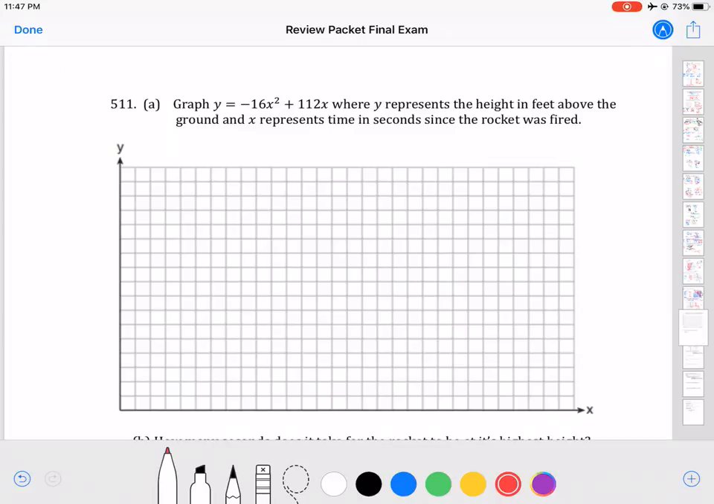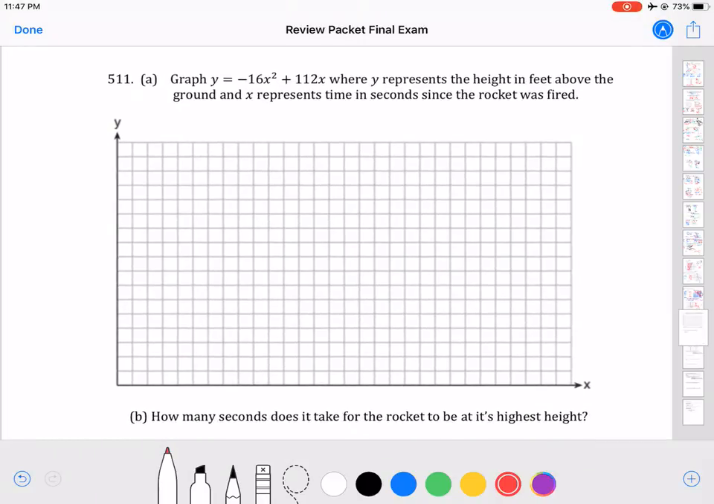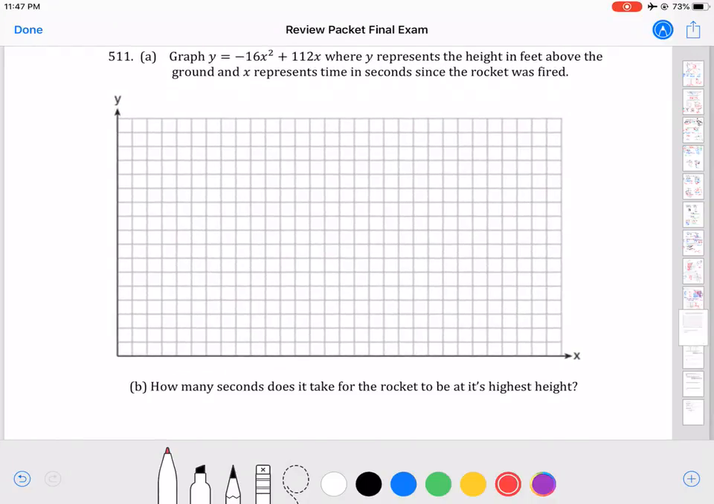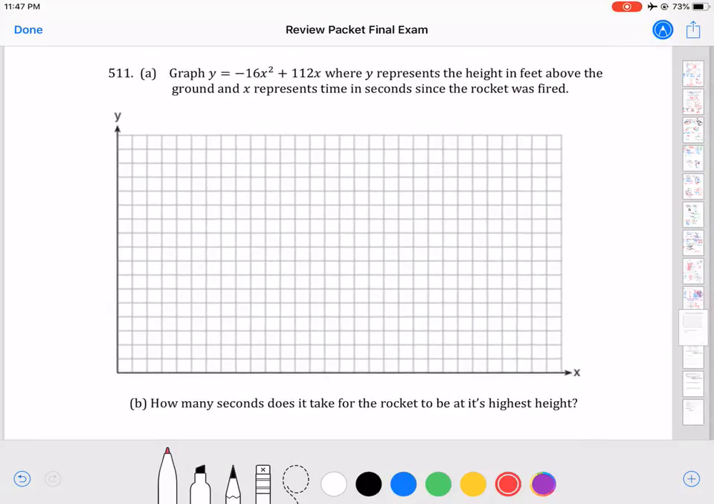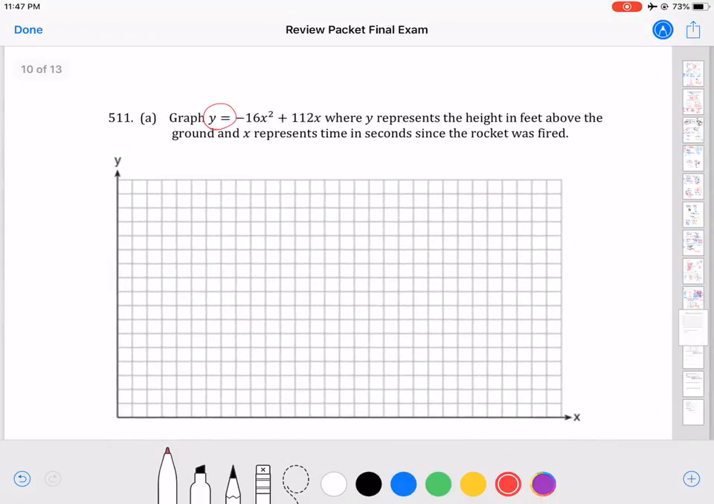All right, moving on to 511. It says graph y equals negative 16x squared plus 112x, where y represents the height in feet above the ground and x represents the time in seconds since the rocket was fired. Because we're graphing a parabola, you have to use the y equals button on your calculator. So at this point, go to the y equals button on your calculator and type this function in exactly how you see it: negative 16x squared plus 112x.